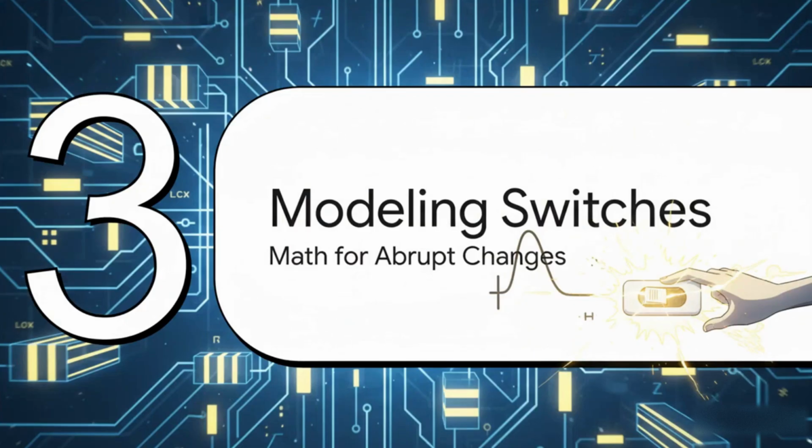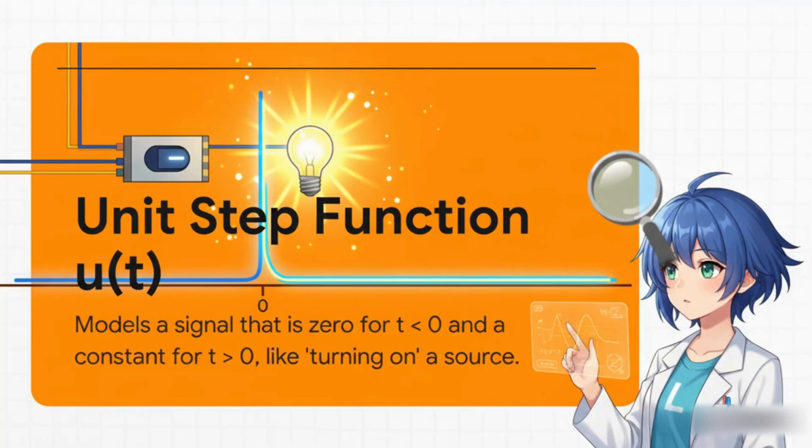Okay, but before we can even think about transforming anything, we need a way to talk about those abrupt changes in the language of math. I mean, how do you actually write down a power source suddenly turns on in an equation? It's a good question, right? Well, the answer is something called the unit step function.